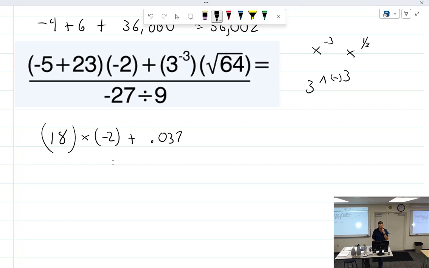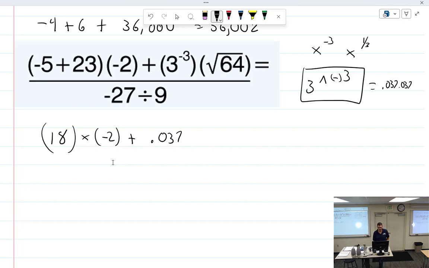Everybody get 0.037 for that? Yep. Right there. So it's 3 caret -3 equals 0.037. If you would have said that, I would say, I heard you the first time. Somebody slap him. He's stuck.